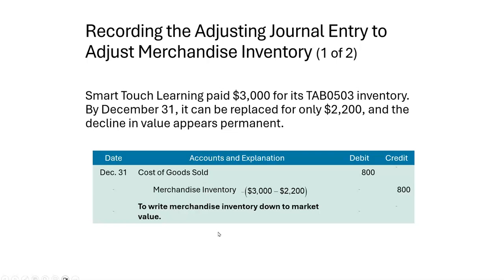So Smart Touch Learning paid $3,000 for its TAB 0503 inventory. By December 31st, it can be replaced for only $2,220, and the decline in value appears permanent. So that means the cost to replace it is less than the cost that we purchased it for originally. So in that year, what we would want to do is take the difference, 3,000 minus the 2,220. We want to take that cost of goods sold, that expense in this year, the current year, December 31st, and not bring it over to the next year. So we're basically writing down our inventory cost per item.